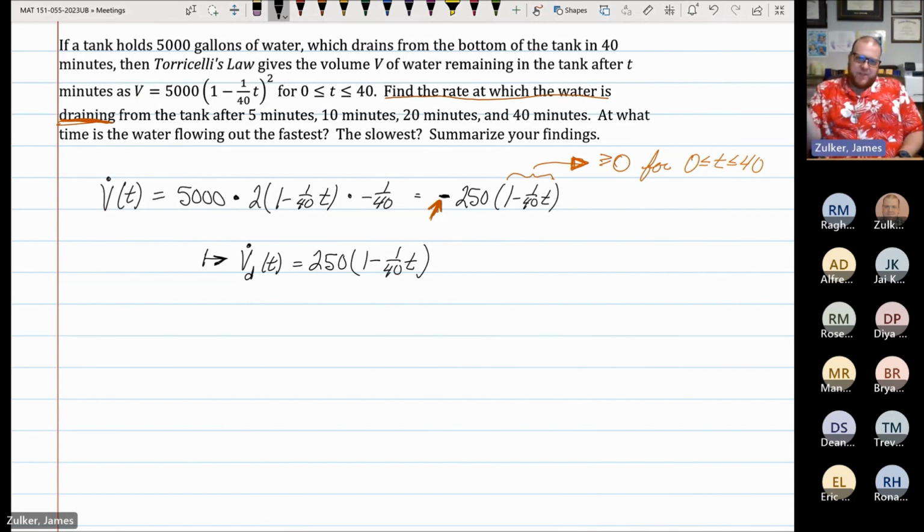So I'm going to use this function instead. I'm going to say this is the function that represents rate of drain. Notice all I did was multiply by -1. I got rid of the negative. In this case, since we're looking for rate of draining, a positive rate of change represents draining. If it wound up being a negative rate of change, it would mean that it's actually filling back up.